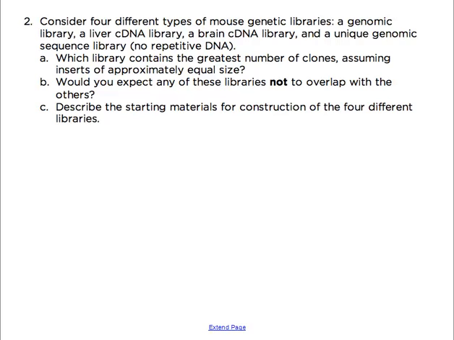Consider 4 different types of mouse genetic libraries: a genomic library, a liver cDNA library, a brain cDNA library, and a unique genomic sequence library, where unique means no repetitive DNA. So there's first a few things we have to talk about genetic libraries before we can go ahead and answer these subparts. So remember that a cDNA library is made from mRNAs from the cells.